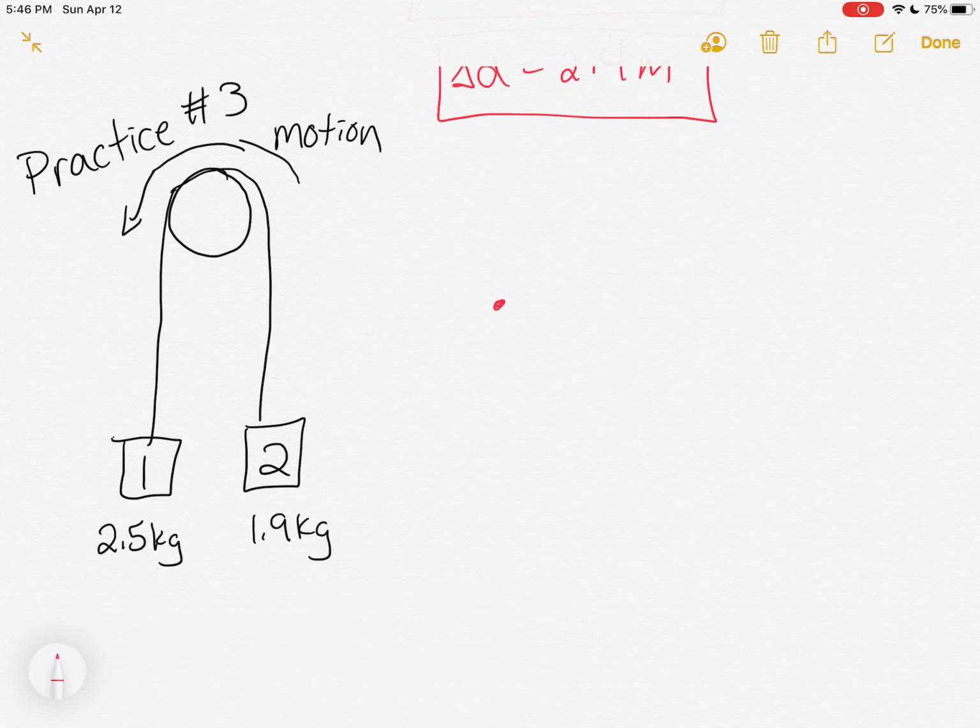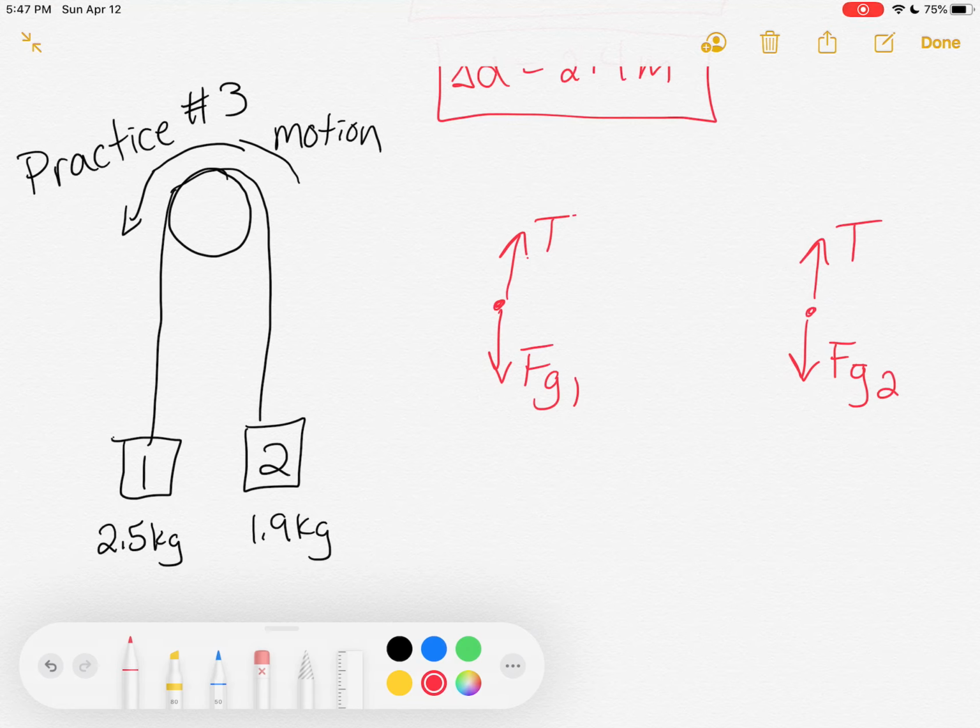Okay, so we are going to draw our free body diagram. Block number 1 has FG1 acting down on it, tension acting up. Block number 2 has FG2 acting down, tension acting up. These problems actually don't have normal forces, nor friction forces, since we are assuming that our pulleys are frictionless and there's no friction from the rope. So they end up being quite a bit easier.